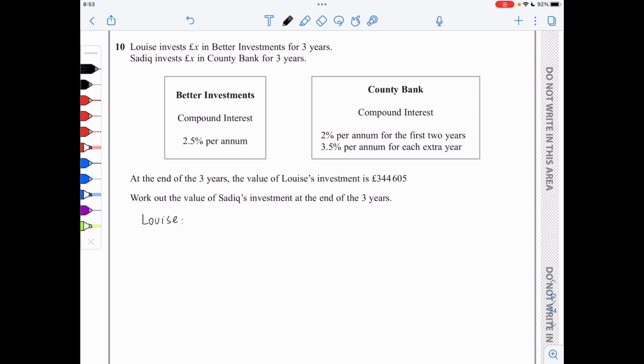We know that if Louise had invested X pounds, this was attracting interest at 2.5% per annum compound interest. So the multiplying factor is 1.025 raised to the power of 3 because this was happening for 3 years. And this gave an answer of 344,605 pounds. So X is 344,605 over 1.025 to the power of 3, which gives an answer of 320,000. This is the original investment both for Louise and Sadiq.